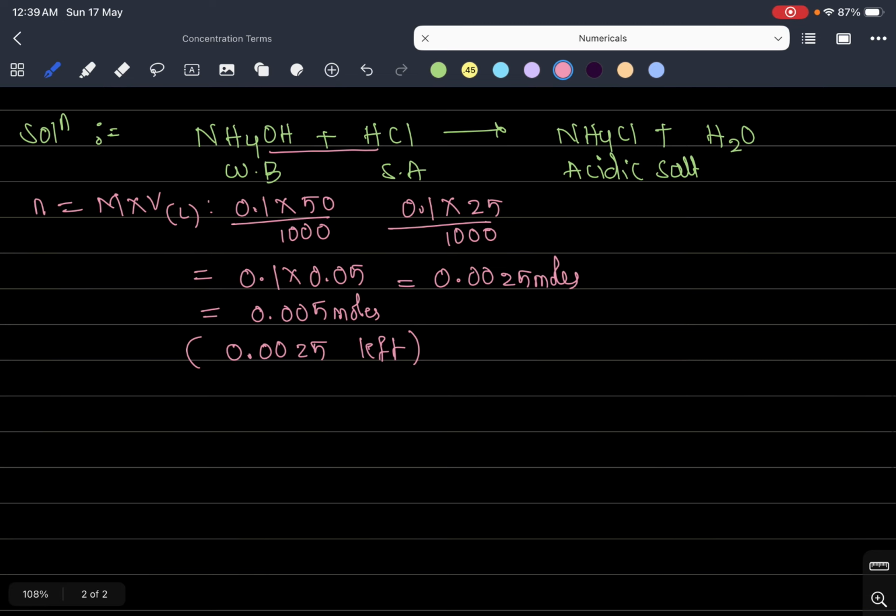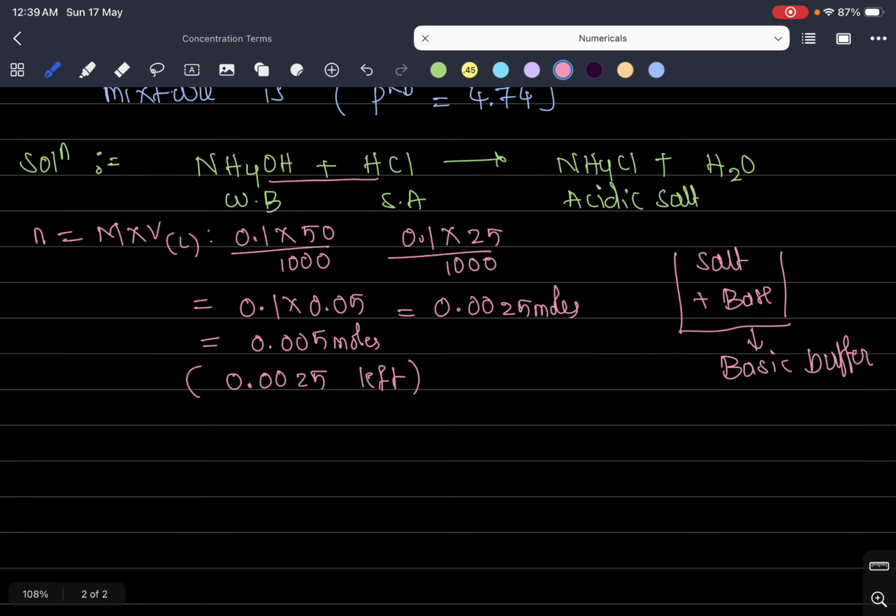So now the solution will have two things. One is the salt, that is the acidic salt, plus the base also. That base is a weak base. So indirectly this is going to be a basic buffer. Here you have one base, along with the salt of that base with a strong acid. That is called a basic buffer.